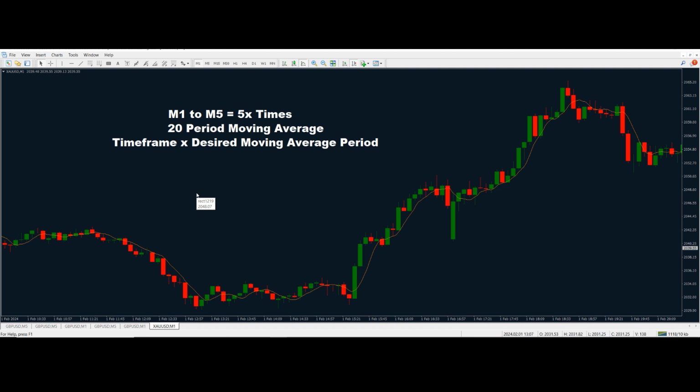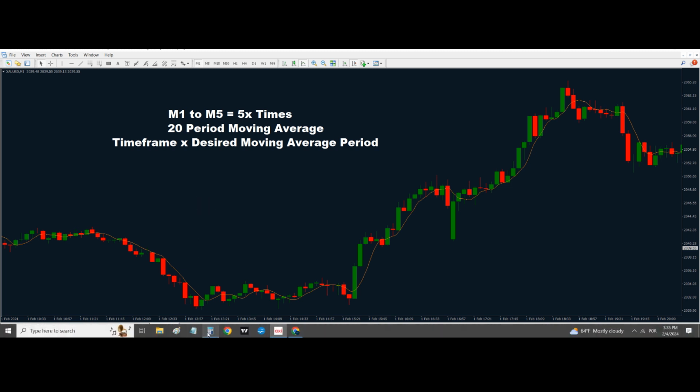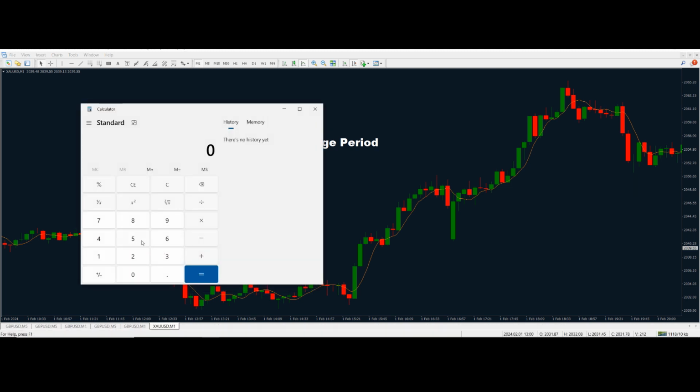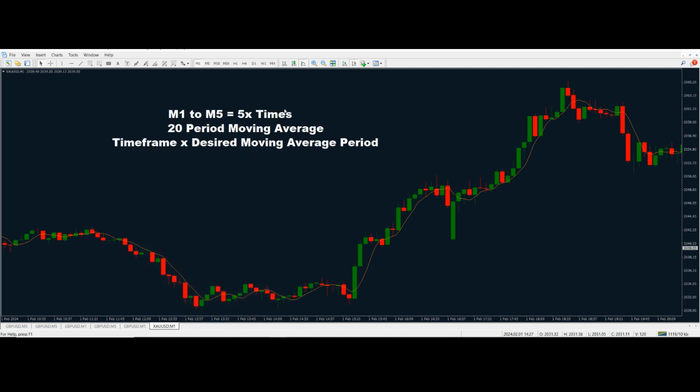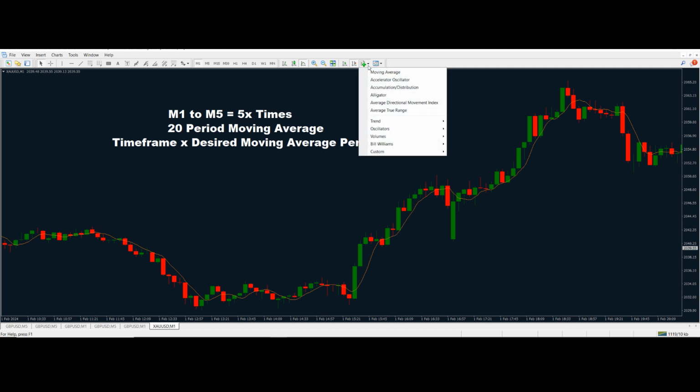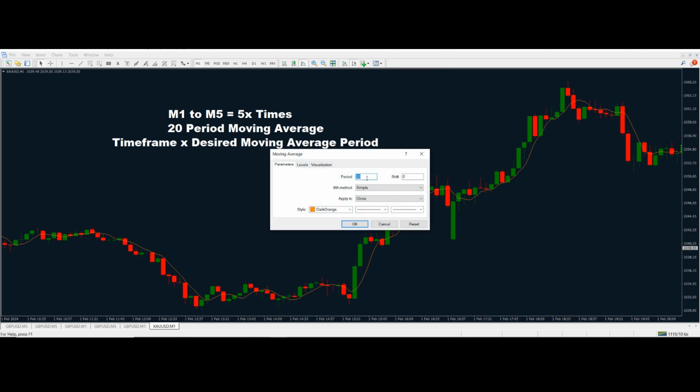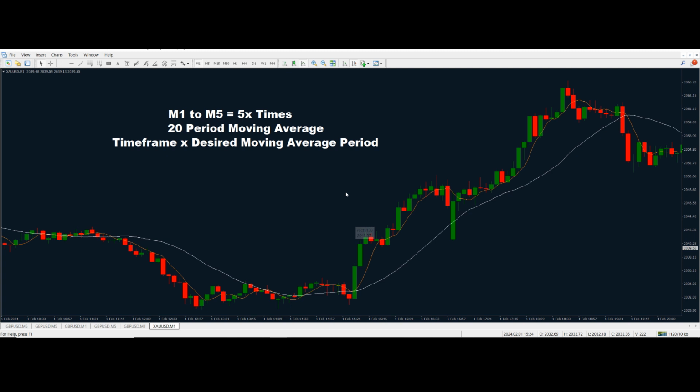We have this, and now let's do the account. It's quite simple. We have the 5-minute chart. We multiply by the desired moving average, which is 20, and we have the 100 period. So let's do here the 100 period. We'll do 100 simple close. Let's do it in white, and this is what you have.